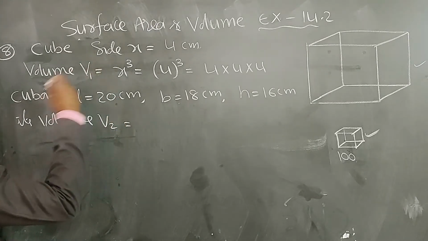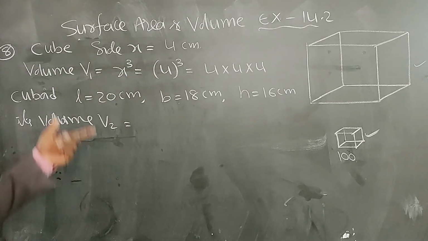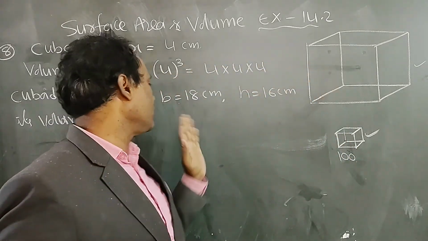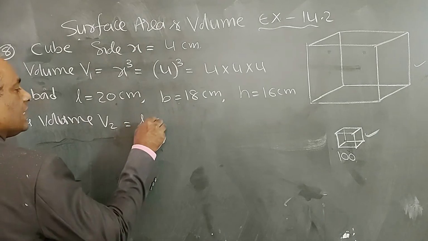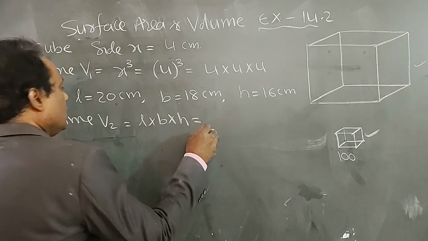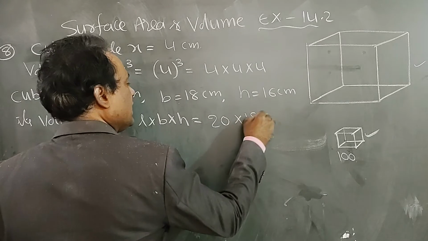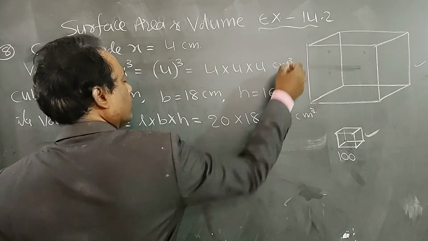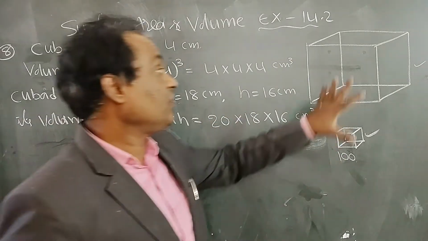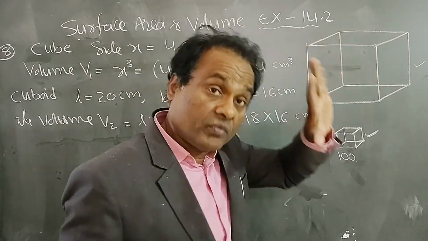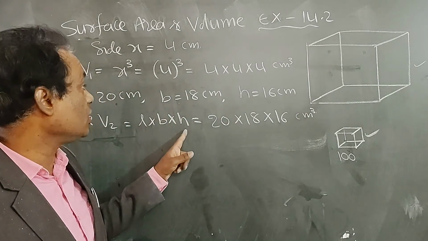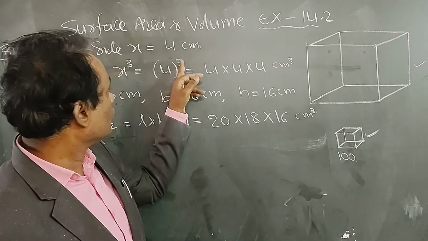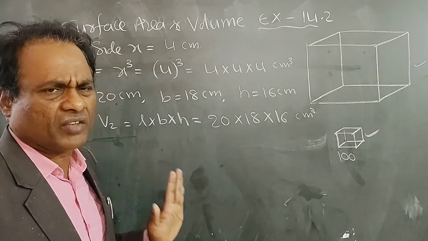Because we are using volume in both cases, let us take the volume of this cube as V1 and the volume of this cuboid as V2. The volume of the cuboid is length into breadth into height, which is 20 into 18 into 16. So we found the volume of the cuboid. The volume of a cube is x cube. All the dimensions are given.